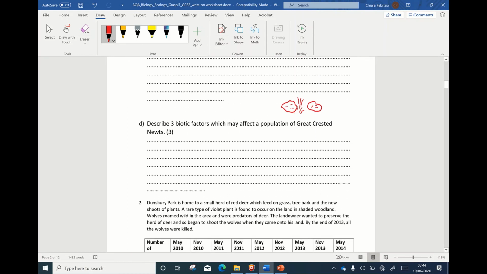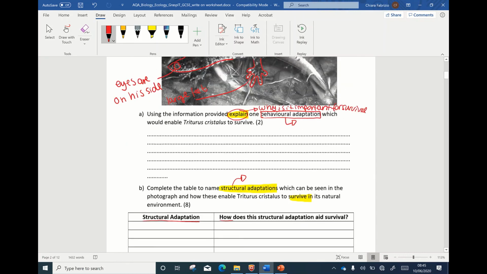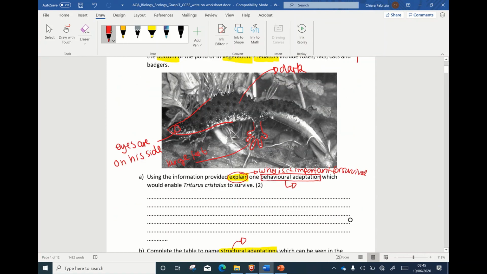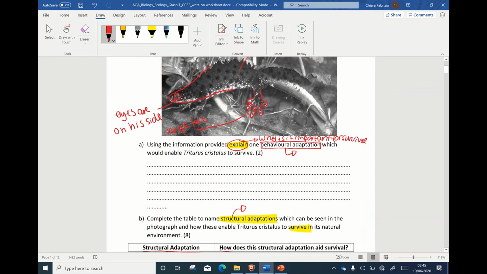And the last one is question 1D, which is asking you to describe 3 biotic factors which may affect the population of great crested newts. So you can see how, just a side note, how they keep changing the name. So you know it's the great crested newts, but at the top here they were talking about Triturus cristatus. That's just the other name that they can use, but make sure you know what they're talking about.